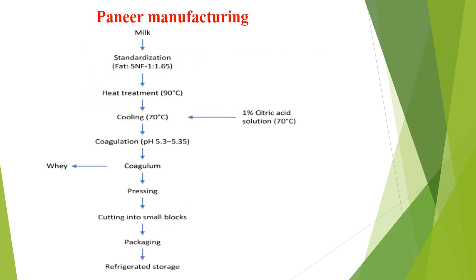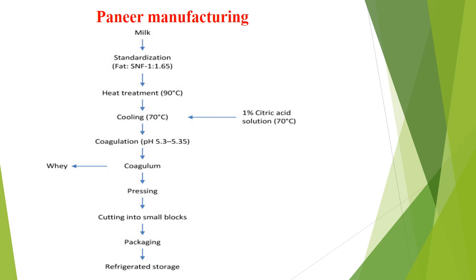So let's see the manufacturing of paneer. The first step is receiving the milk. High quality milk is received. The milk is subjected to the platform tests to evaluate its quality parameters, and after evaluation the milk moves to the process called standardization. During standardization, the fat and solid-not-fat content are adjusted as per the requirement, and after standardization the milk is heated to 90 degrees Celsius.